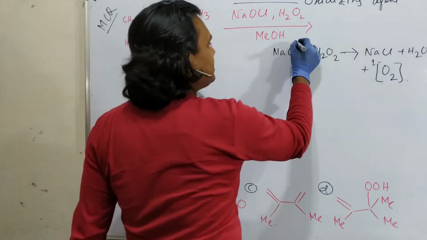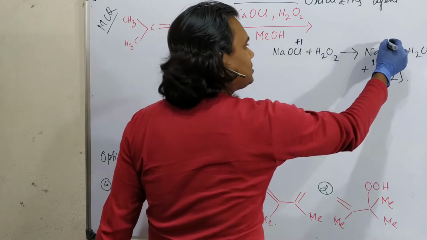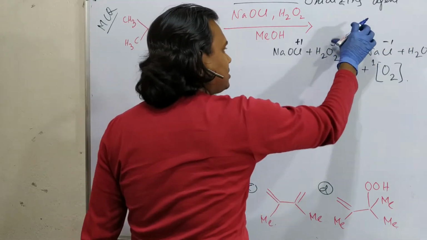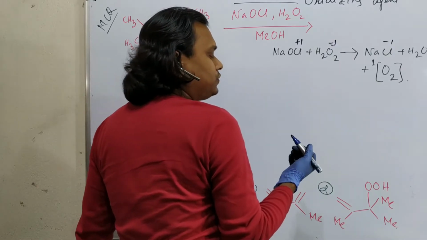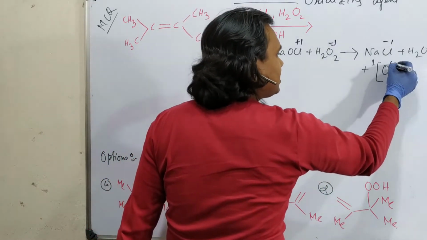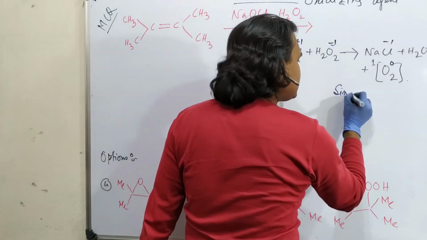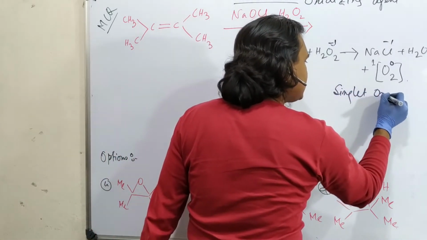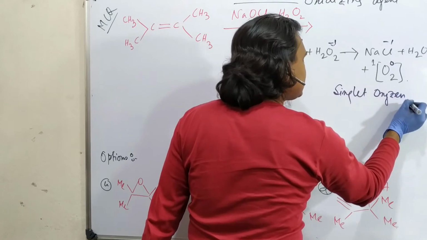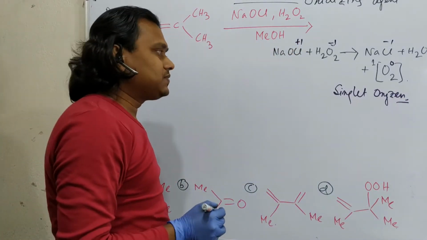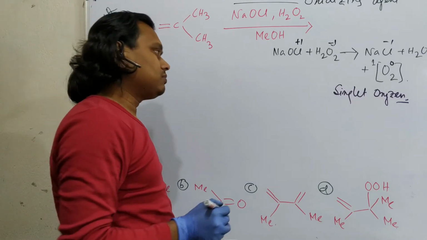In this case, see, this chlorine is in +1 oxidation state, and it reduces to -1. Hydrogen peroxide is in -1 oxidation state for oxygen, which is oxidized to 0 oxidation state. Okay, and this is, better to say, singlet oxygen. By the way, students, I have already discussed singlet oxygen in detail in a previous lecture. Please visit it if you want to understand or learn more.